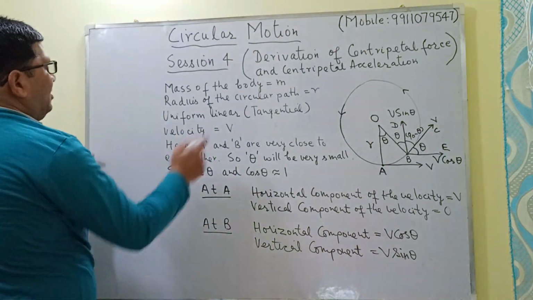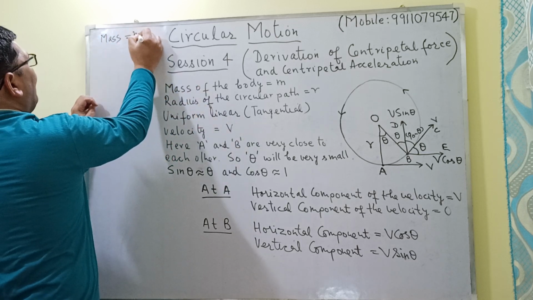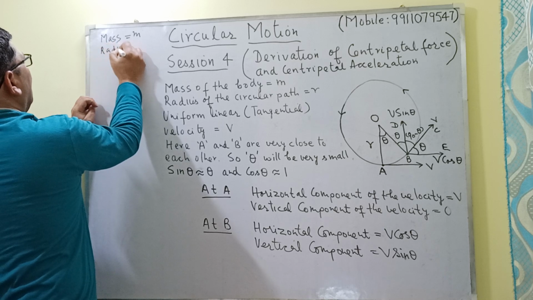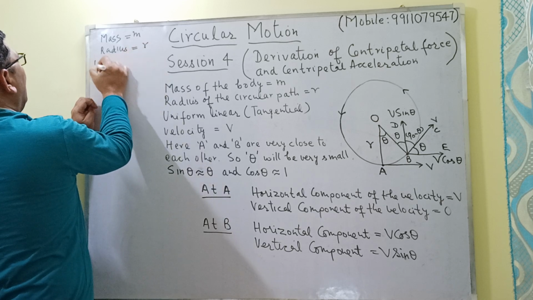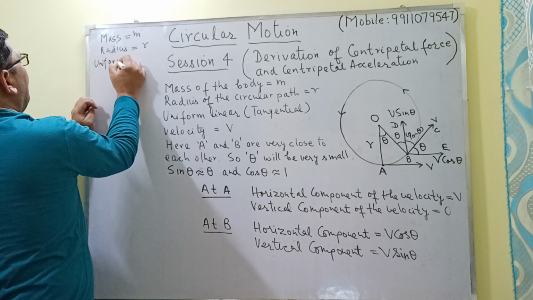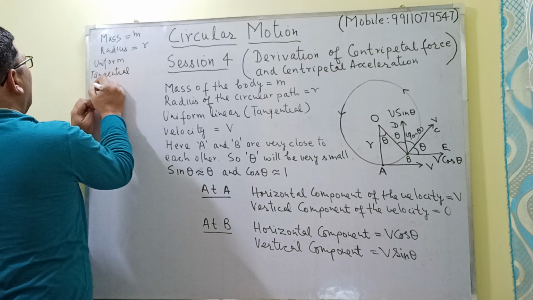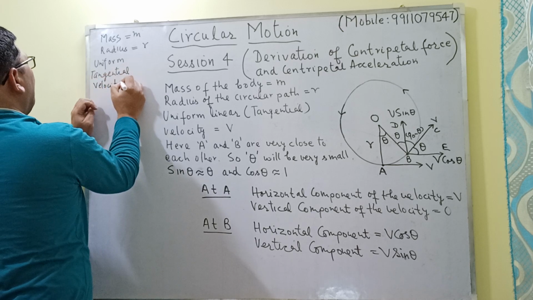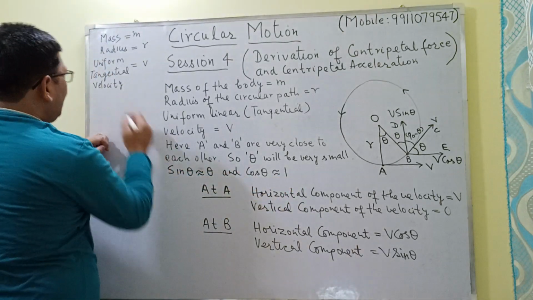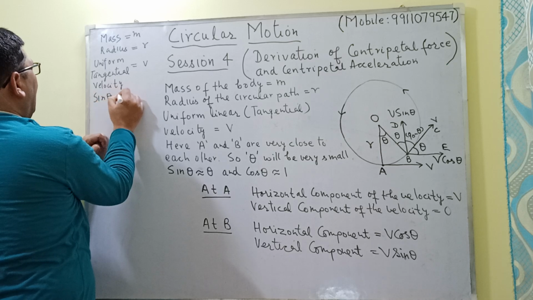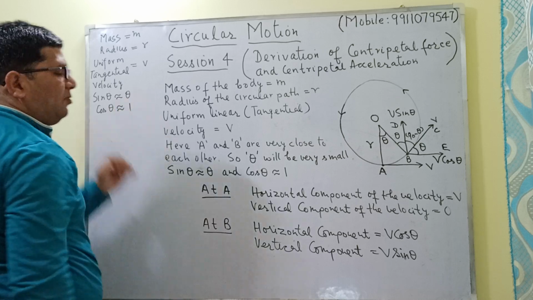So now I will write all these small points here. That is, the mass of the body is equal to m, the radius of the circular path is r, and the uniform tangential velocity is equal to V. Since theta is very small, sin theta will be considered approximately equal to theta, and cos theta will be approximately equal to 1.